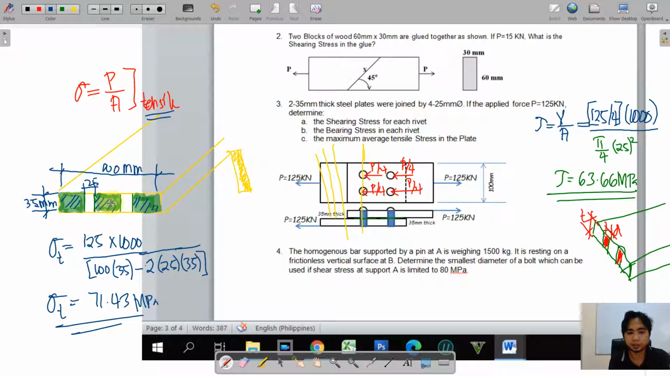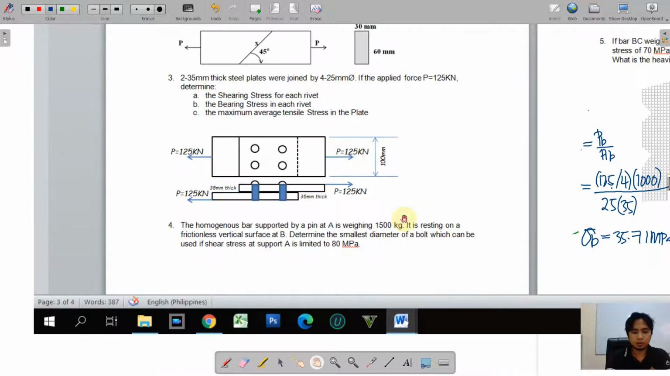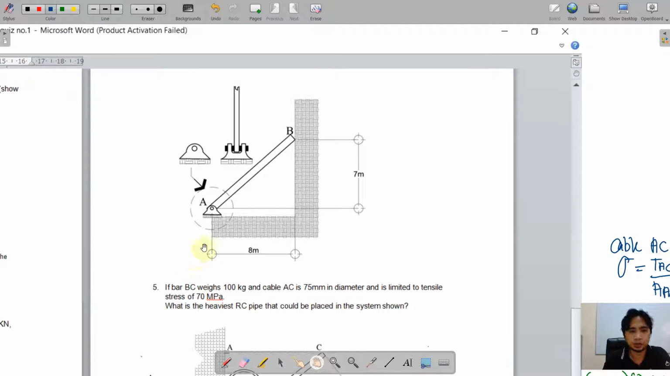So that's it for problem number 3. Okay, so moving on to the fourth problem. The homogeneous bar supported by a pin at A is weighing 1,500 kilograms. It is resting on a frictionless vertical surface at B. Determine the smallest diameter of a bolt which can be used in shear stress to support A, which is limited to 80 megapascal. So if we look at the figure, so this bar is resting on the wall.